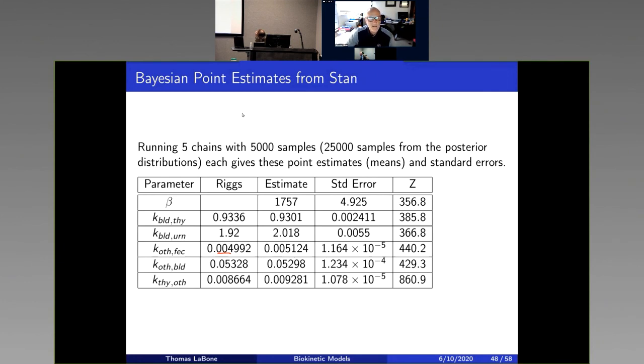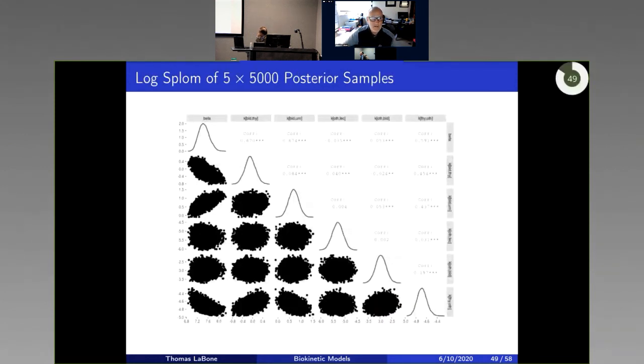And this is called a SPLOM. It's the log of these rate constants. On the diagonal, we have the distribution on log scale. And so you can see these are log normally distributed. They went in as log normally distributed and they're coming out that way, which makes sense.